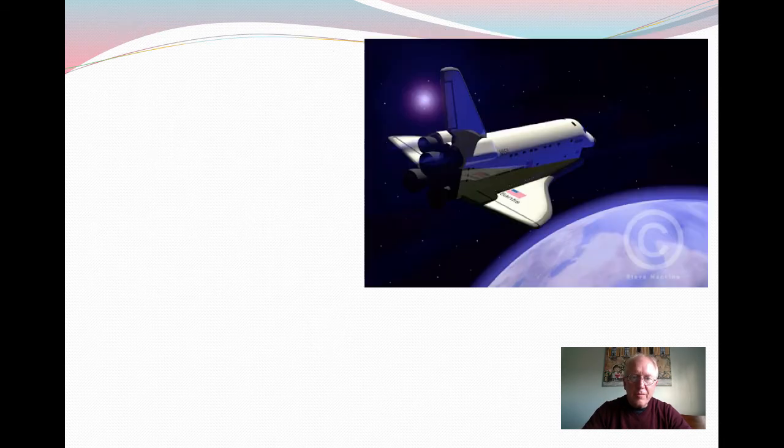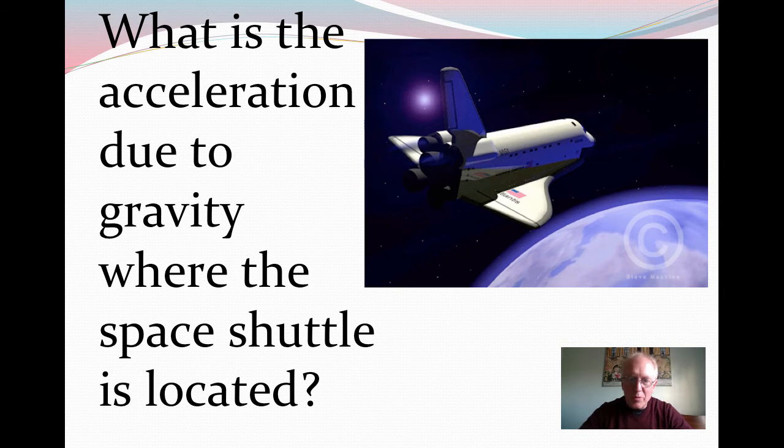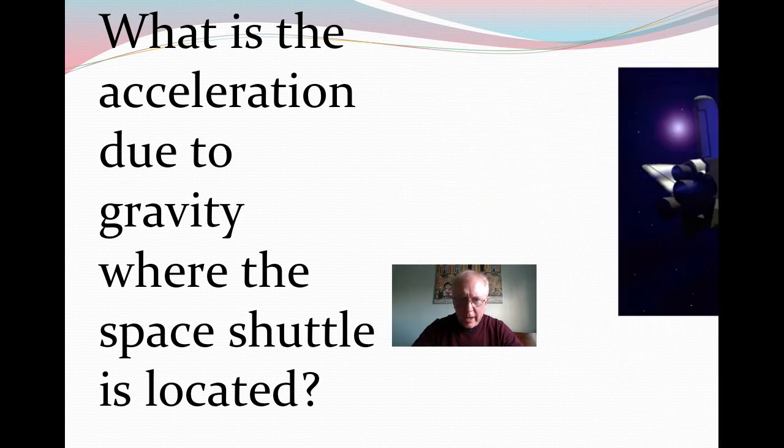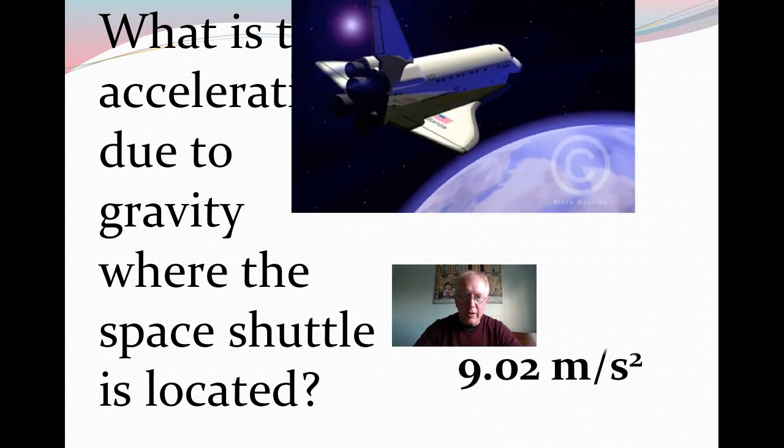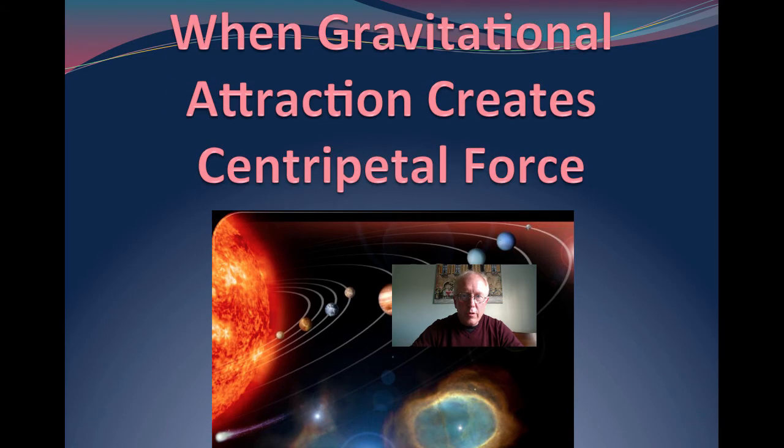Okay, and as a follow-up question, what is the acceleration due to gravity? Well, this is kind of an old question, right? We've retired the space shuttles, but it's certainly good as a practical problem for us to do. And, ooh, there goes the space shuttle darting around. The answer that I got was 9.02 meters per second squared. And hopefully that works out for you. All right, and if not, of course, you'll bring your questions back to class.